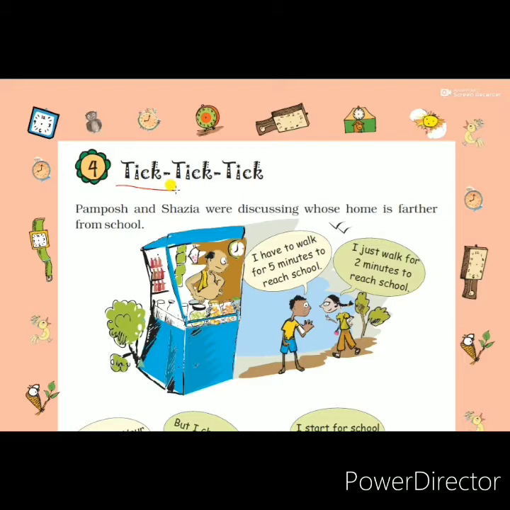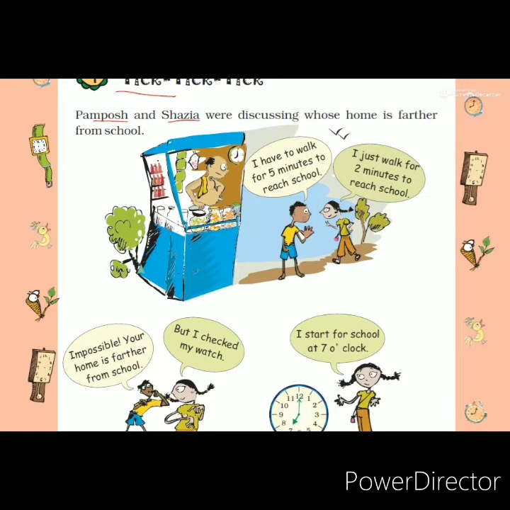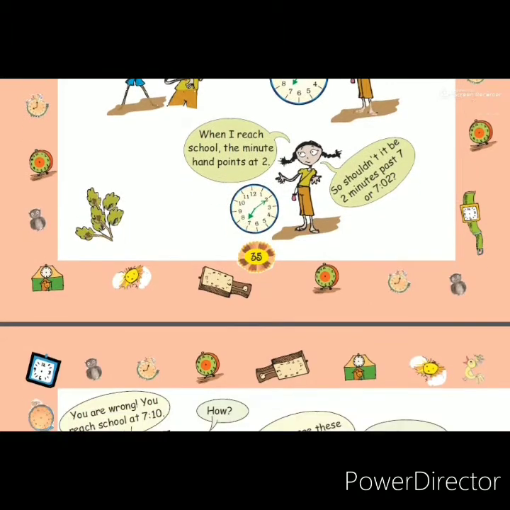The first topic given in this chapter is a conversation between two students about the distance from their home to school. Here the two students are Pamposh and Shasia. Pamposh says that he took 5 minutes to reach his school because his home is very close to the school. But Shasia says she took only 2 minutes to reach the school. Actually it was not 2 minutes, it was 10 minutes.